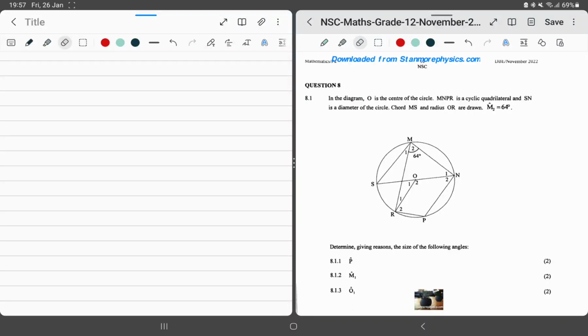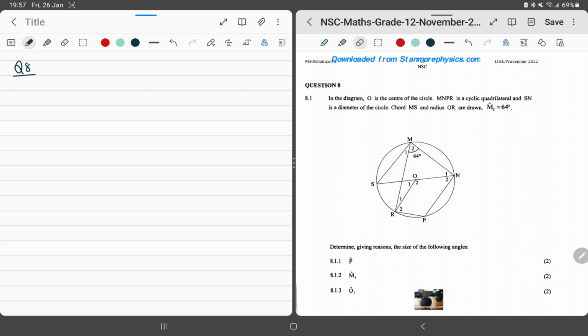Month of November 2022, grade 12. Question 8. In the diagram, O is the center of the circle. MNPR is a cyclic quadrilateral and SN is a diameter of the circle. Chord MS and radius OR are drawn. M2 is equal to 64 degrees.